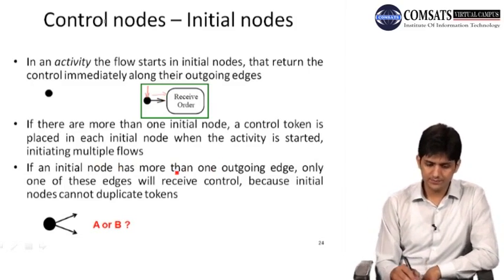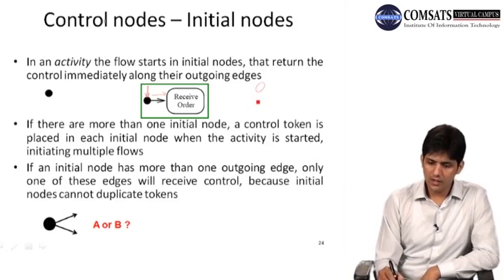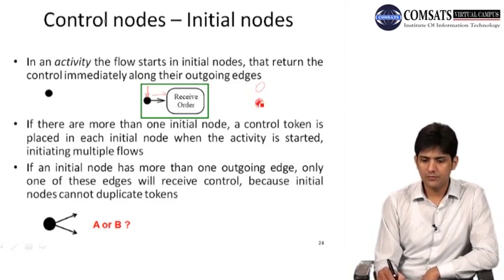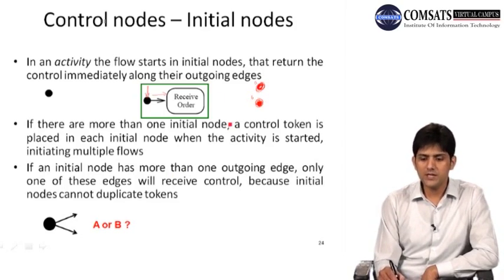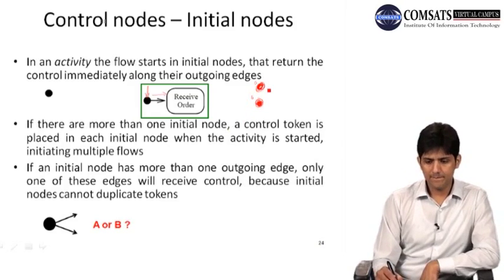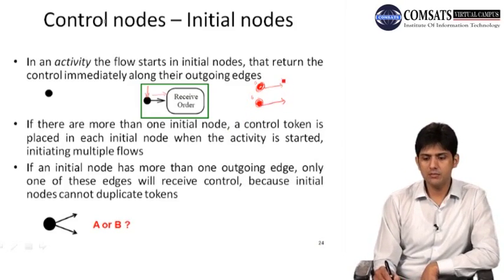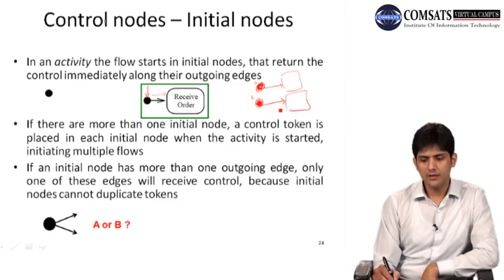यानी कि for example, if there are 2 control nodes, ठीक है, तो a token would be placed with both of them, ठीक है, which might initiate multiple flows, ठीक है.